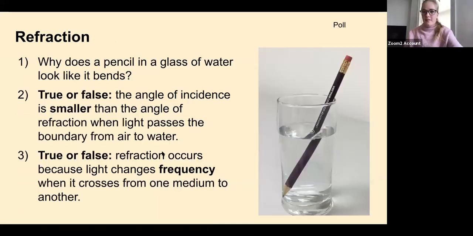Now I have a final set of poll questions for you to answer. If I could have those up, Miss McGinley. So these are just a few questions asking about refraction. I'll let you read those questions and get your answers in before I go over the answers. I'll just give you 30 seconds or a minute to answer these questions before we go over the answers together.